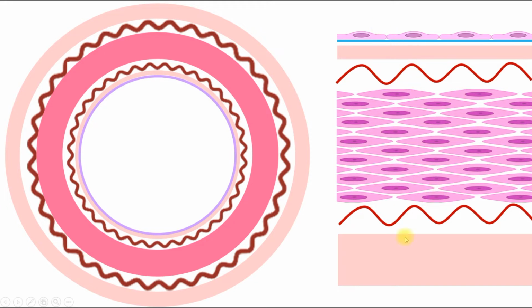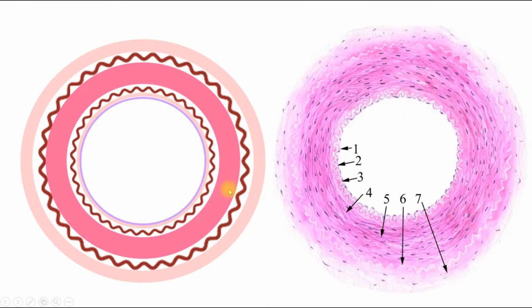So tunica intima and tunica adventitia are typical for all blood vessels. Tunica intima includes endothelium and subendothelial layer, and tunica adventitia is a layer of loose connective tissue. And now let's look at the structure and specific features of tunica media of different arteries. It's the typical structure of an artery: here we can see endothelium, then the subendothelial layer, and here we can see tunica media, two elastic membranes, inner and outer, and tunica adventitia.